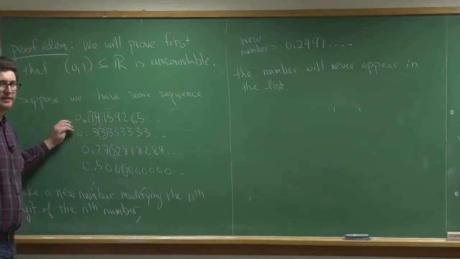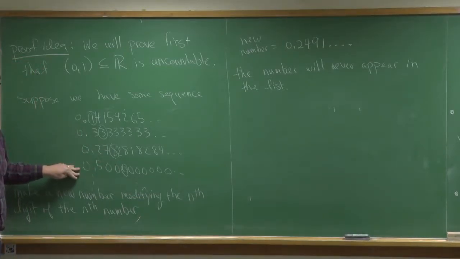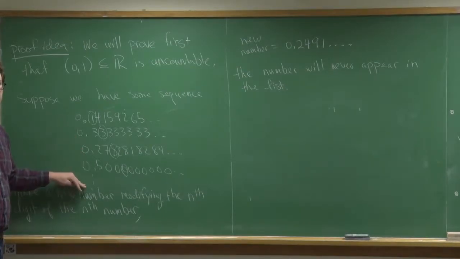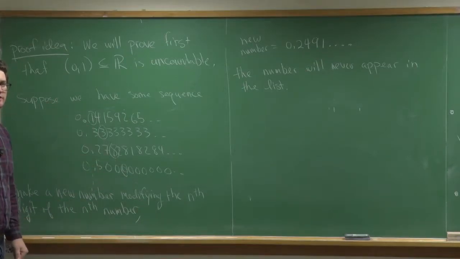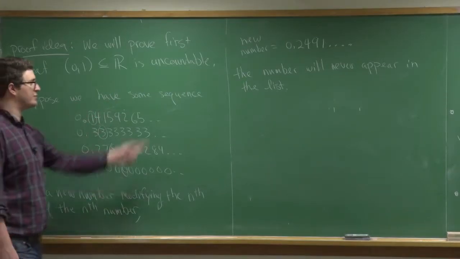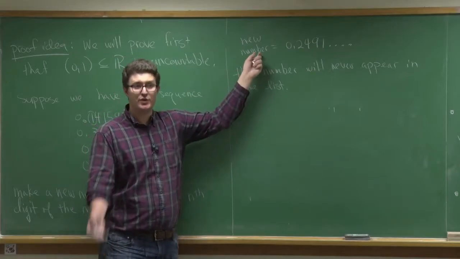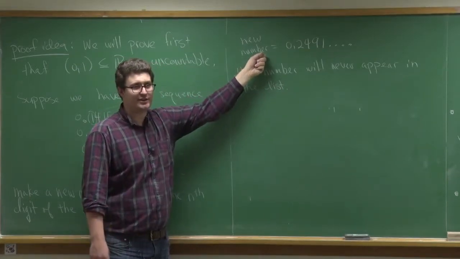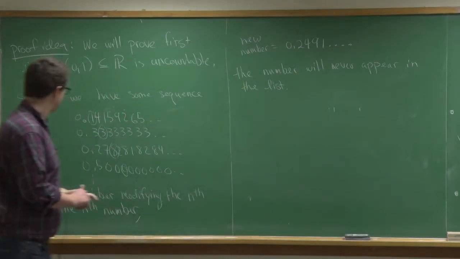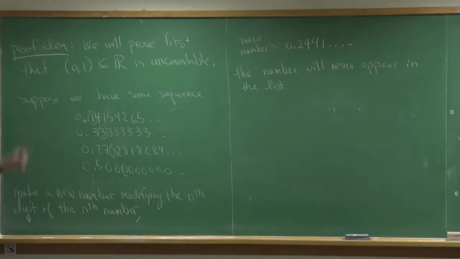I'm supposing that you had this and I'm deriving a contradiction. I just wrote down a random sequence. So if someone comes to me with some random sequence, then I'm going to show you that there's no way that this sequence will be able to contain this particular number. So if you come at me with a sequence, I show you this thing, and that sequence does not contain that number.